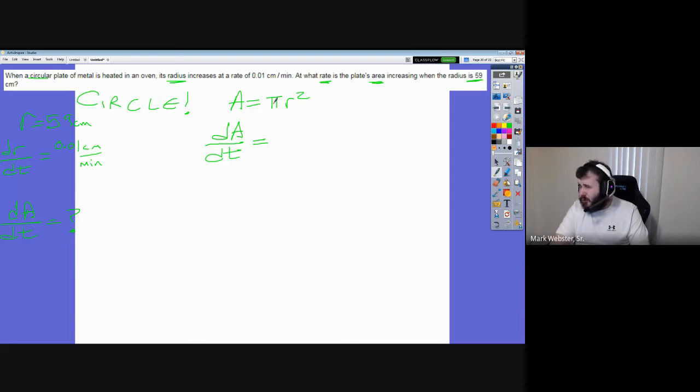Pi is a number, so don't do anything with that, but r squared, that's our variable, so the derivative is 2 pi r. By the way, this should look familiar too, right? 2 pi r, isn't that the formula for circumference? Guess what? The derivative of area is perimeter. And we took the derivative of r with respect to t, so dr/dt is there too.